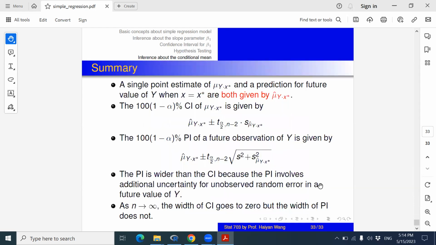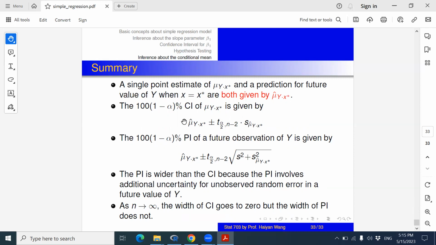Okay, so in summary, the true regression mean mu can be estimated by beta 0 hat plus beta 1 hat times the corresponding x value. And when we try to predict a future observation, we use the same value to predict. But the difference is that when you predict a future observation, it incurs additional variation, and therefore the interval will be wider.